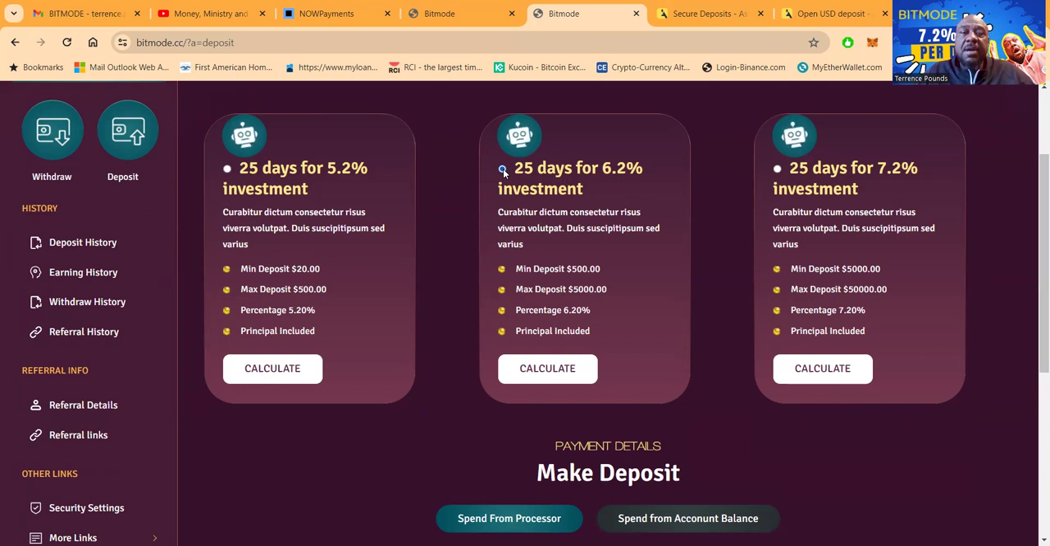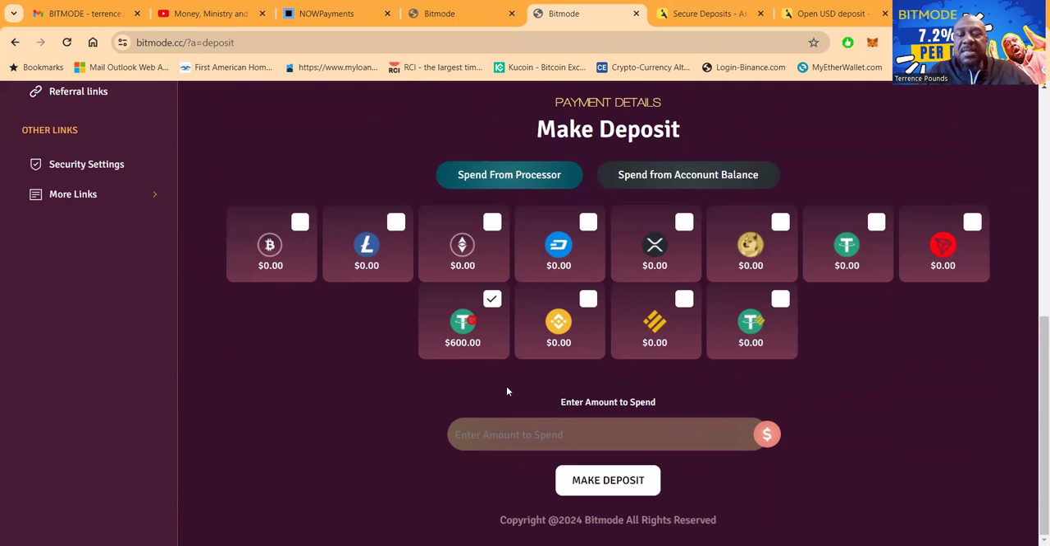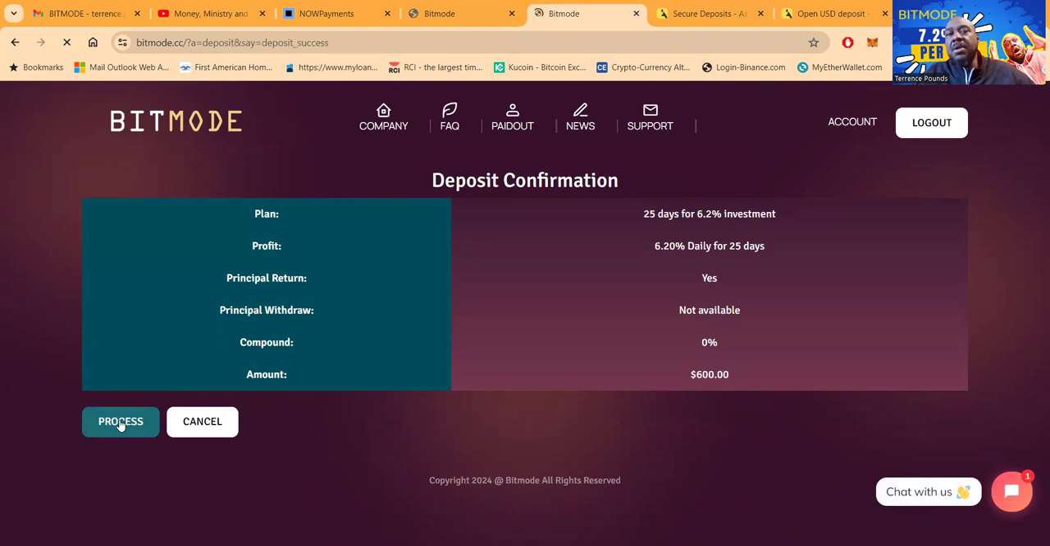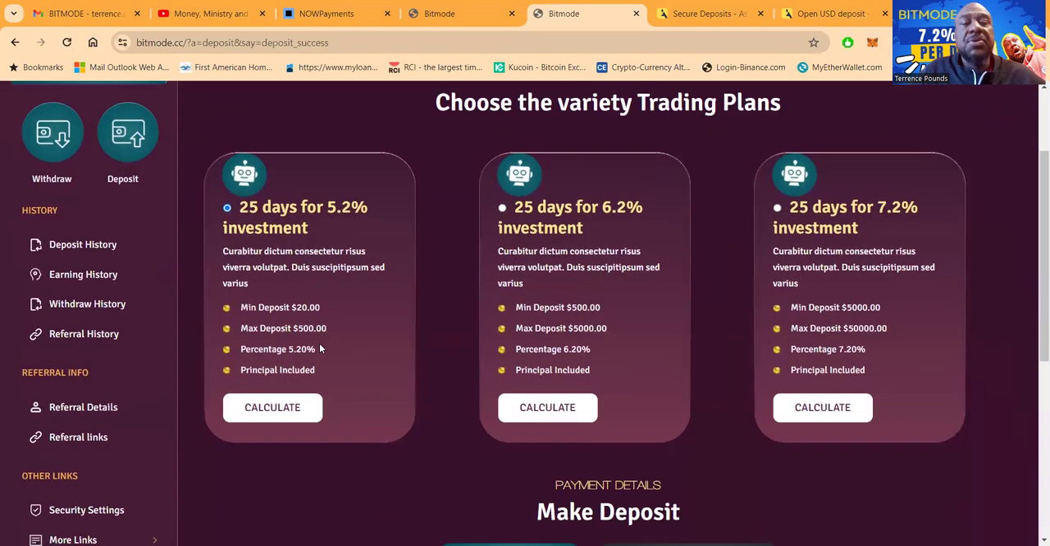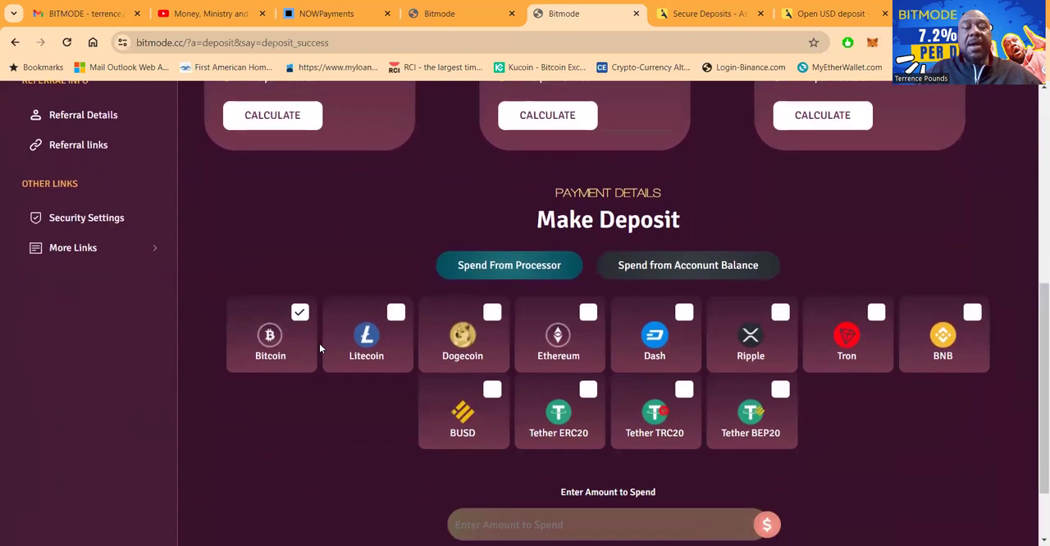I like this plan right here, folks, and you can easily do the calculator. Now, folks, you can spend from the processor or you can spend from your balance, meaning that you can compound from the inside. Folks, you know I like USDT TRC20, and I'm going to put the whole $600 in that thing. And then folks, boom, once it shows up right there, then you go ahead and process. But you got to send your crypto over first, folks, and you can reinvest from the balance as well.